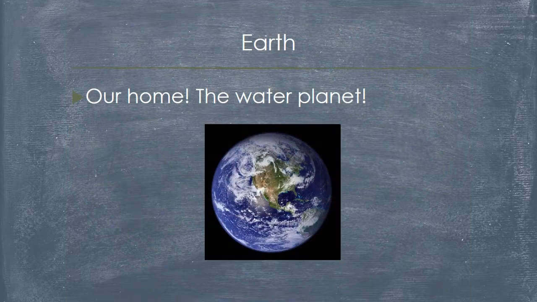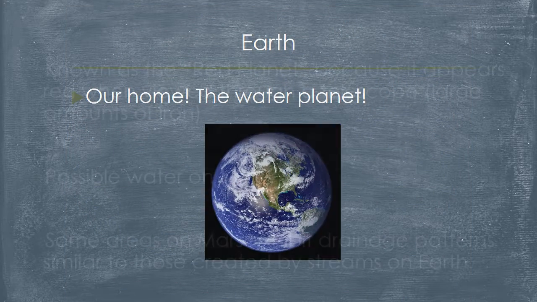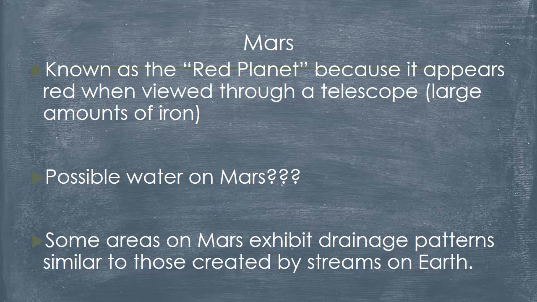Lots of volcanoes. Earth, of course, is our home, the water planet. Beautiful blue Earth. Mars is known as the red planet because it appears red when you look at it through a telescope. The reason that it appears red is because there's a lot of iron on Mars, and iron appears red.